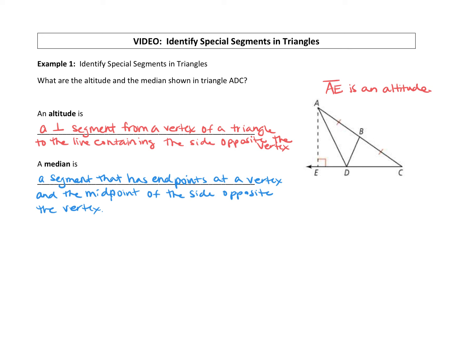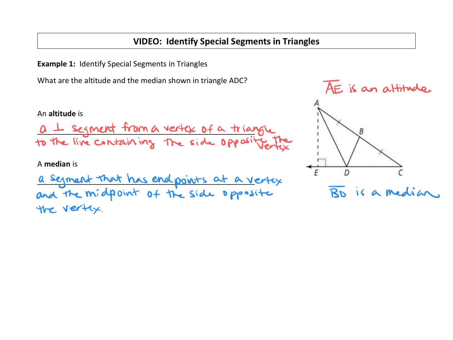So if you can identify the midpoint of one of your sides of your triangle, so I can see that point B is a midpoint because AB is congruent to CB. So a median of your triangle will connect the midpoint to the opposite vertex, basically. So in this example, BD is a median.